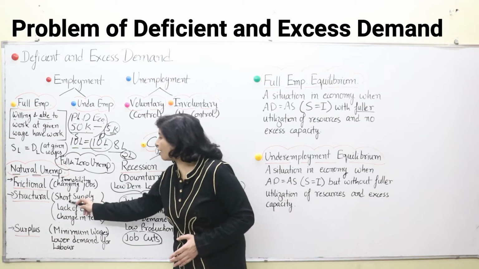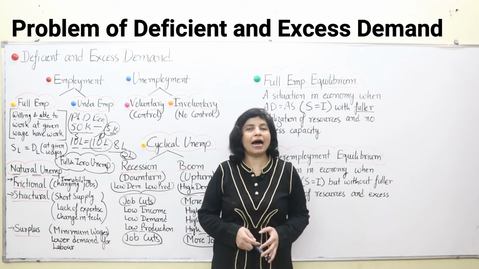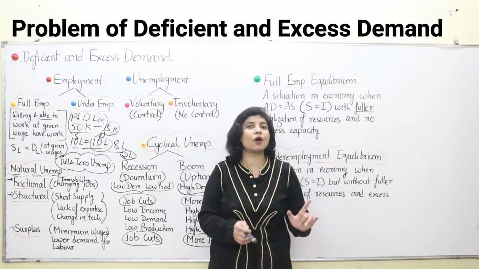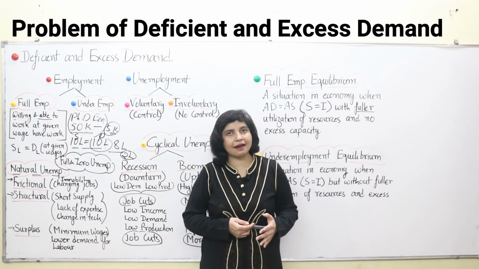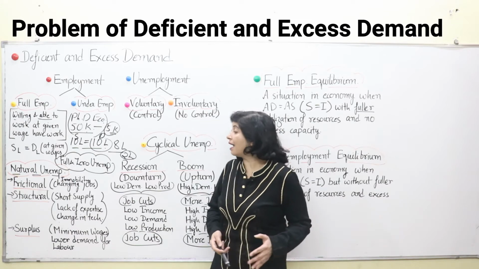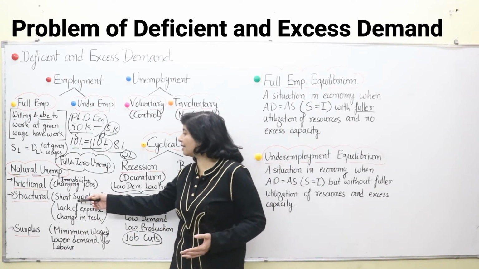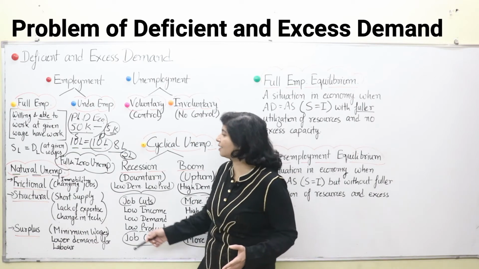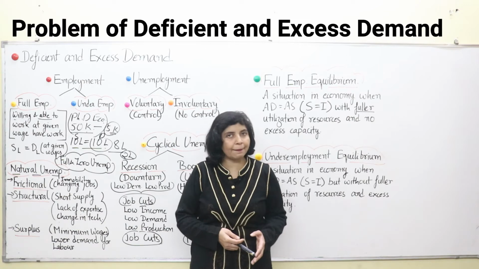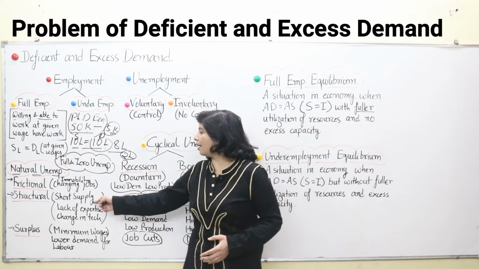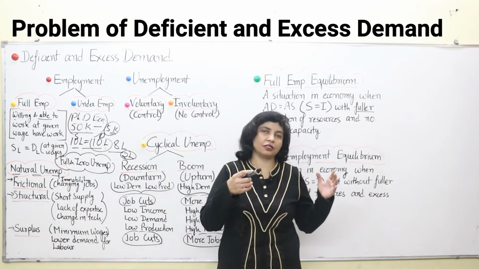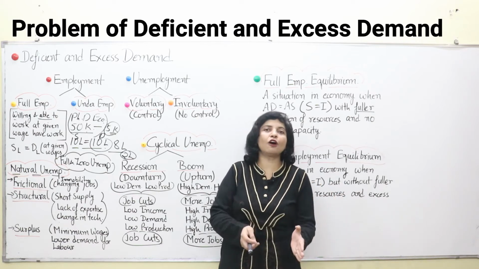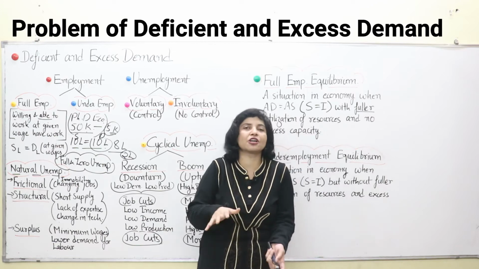Number one, short supply of raw material and other resources, other than labor. Labor is in full supply, but other than labor, what are the resources? Raw material is there, capital is there, land is there. If any of these resources of production are in shortage, structural unemployment will happen. Suppose to produce chips, we need potatoes, and in a certain year there is lack of supply or lesser production of potatoes.